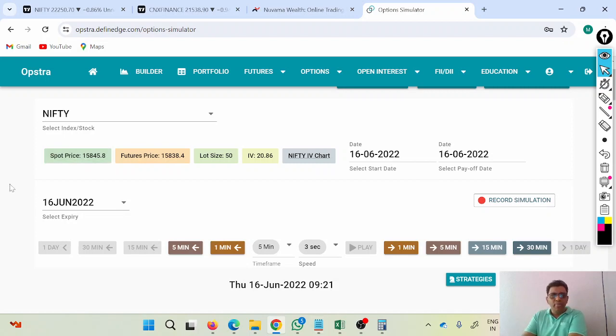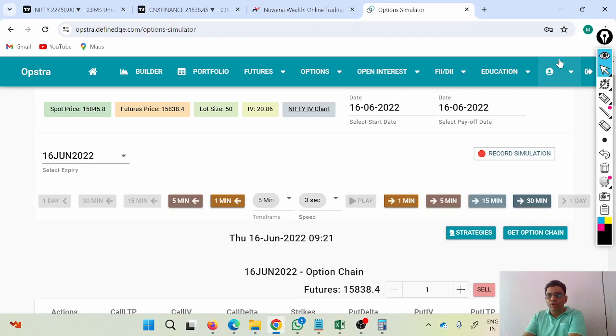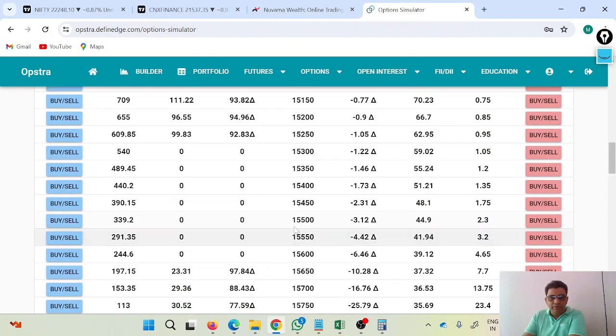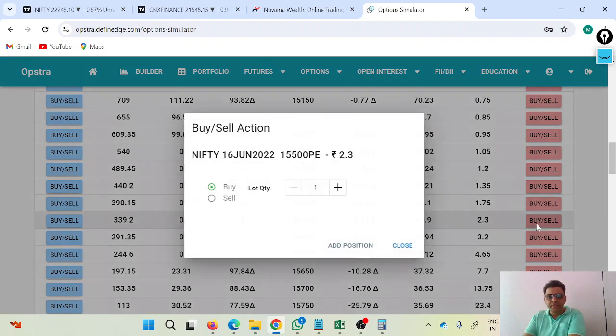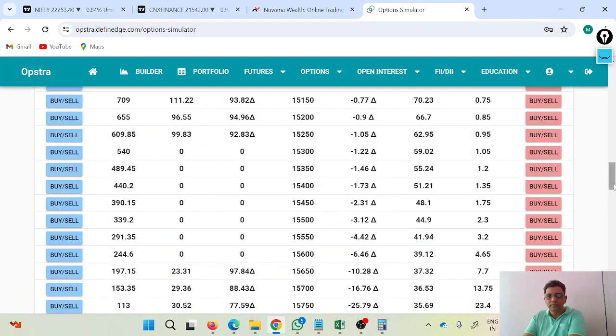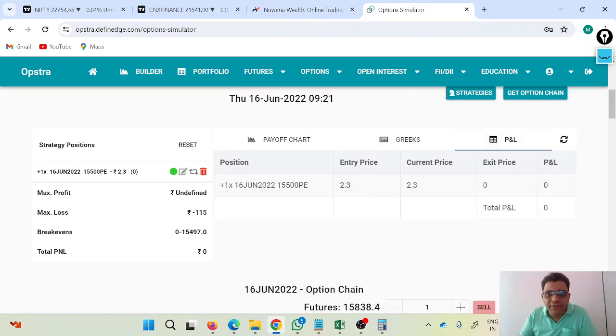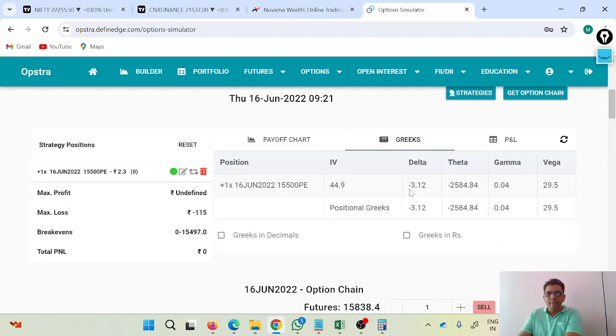Assume that I had bought 15,500 call. So assume that I have bought 15,500 put, not call, put. This is what I had bought. So come over here. I had bought 15,500 at only 2 rupees 30 paisa. If you check the Greeks, its delta is only 3.12. Forget about that minus sign. This is showing minus because I have bought the put. If you consider the absolute value, this is 3.12, or for calculation purposes consider 3 rupees.